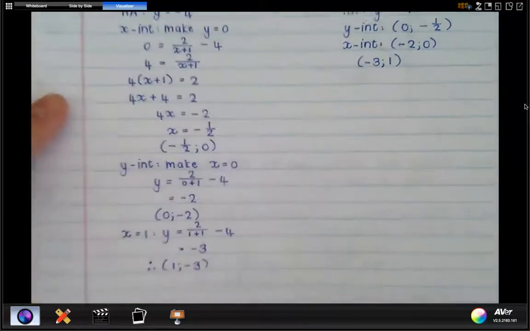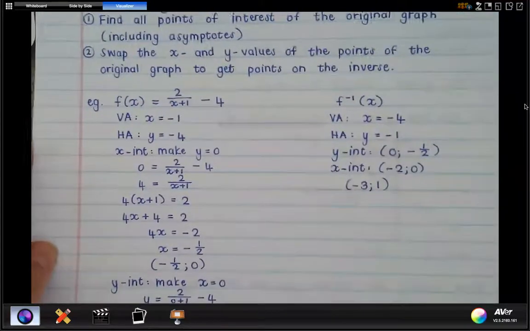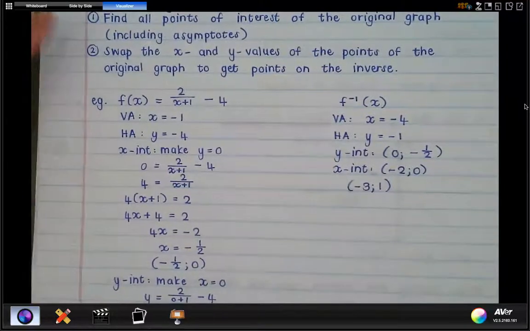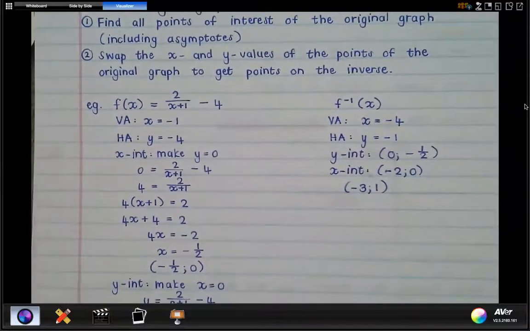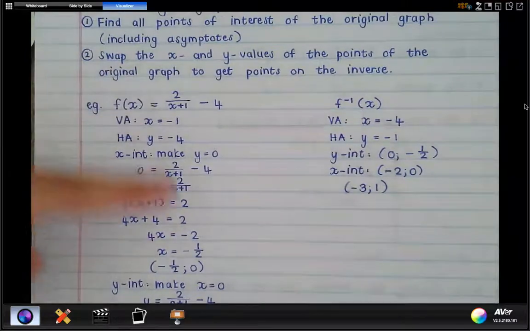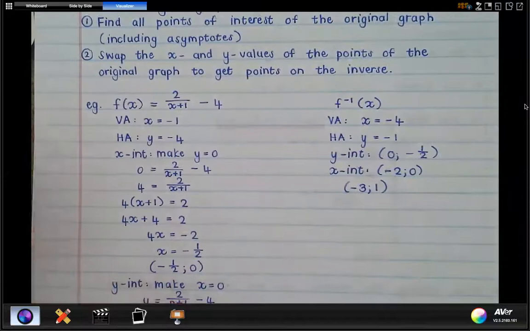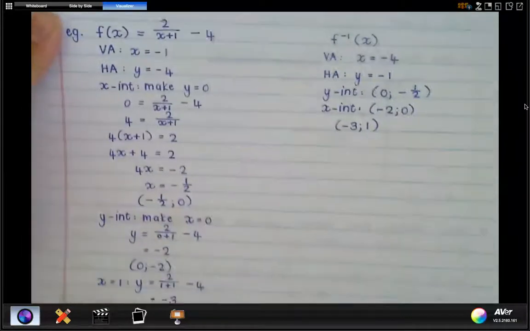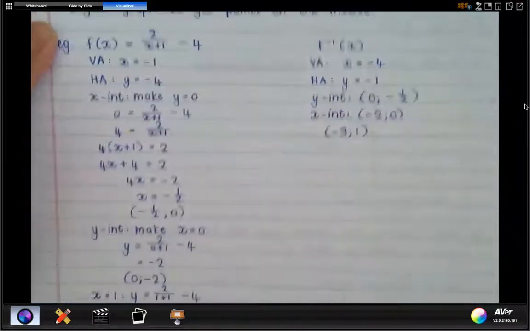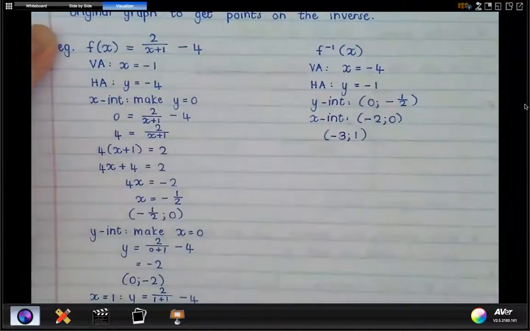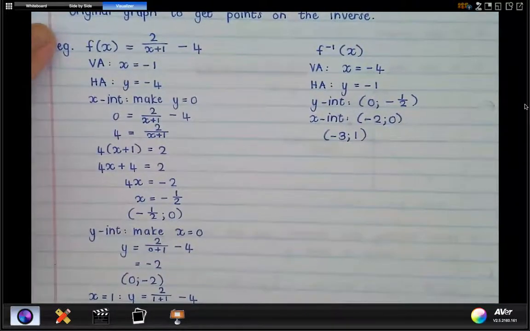Okay, so what I'm trying to show you guys is that you're not going to have to do double work ever. If you are asked to draw a graph and its inverse, you just do the calculations for the original graph and then take all of the information that you're getting, all of the asymptotes, all of the points, and you just swap them around to get that same information of the inverse. All right.